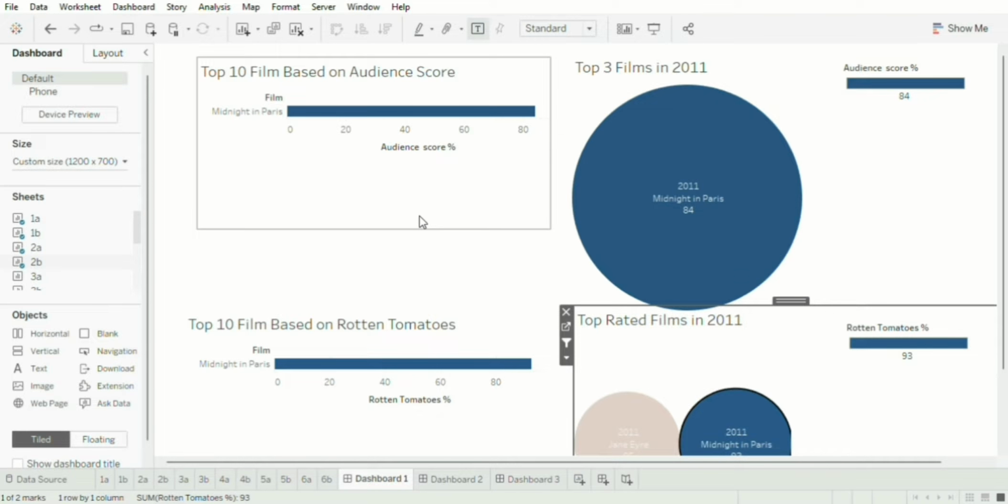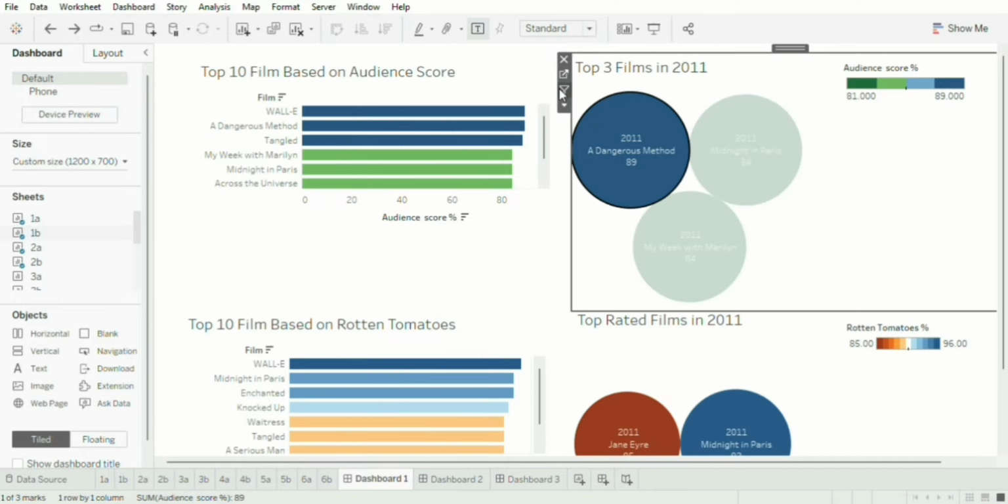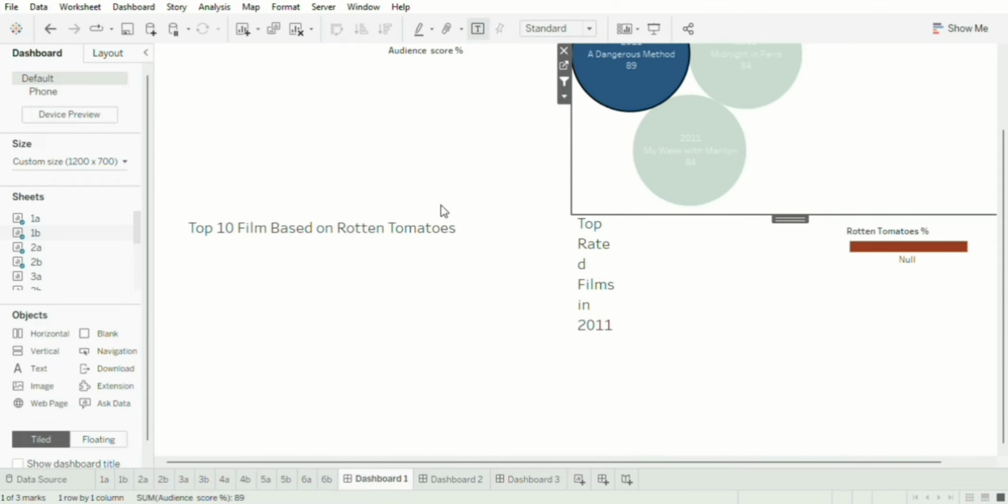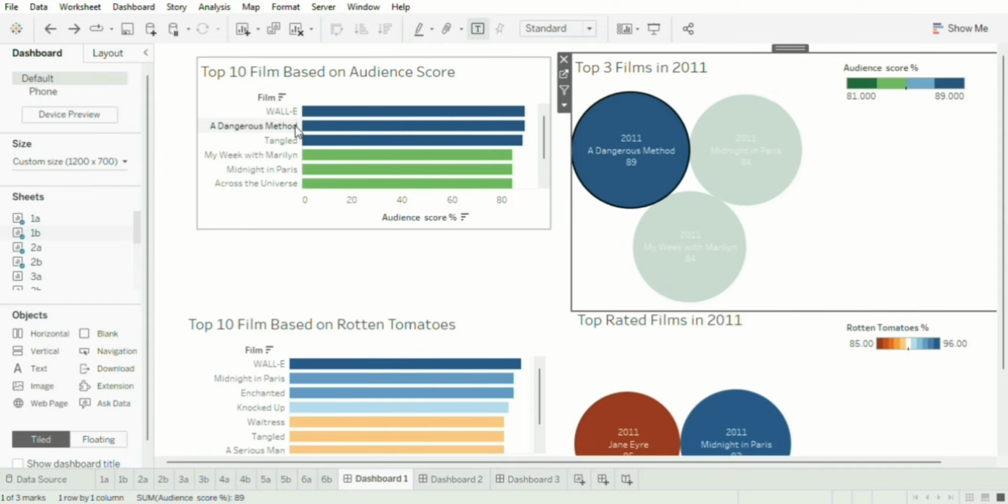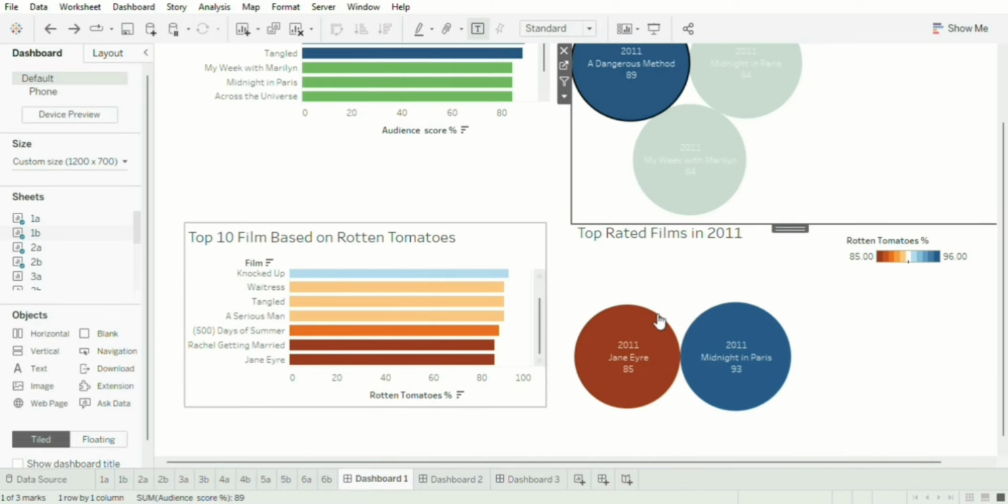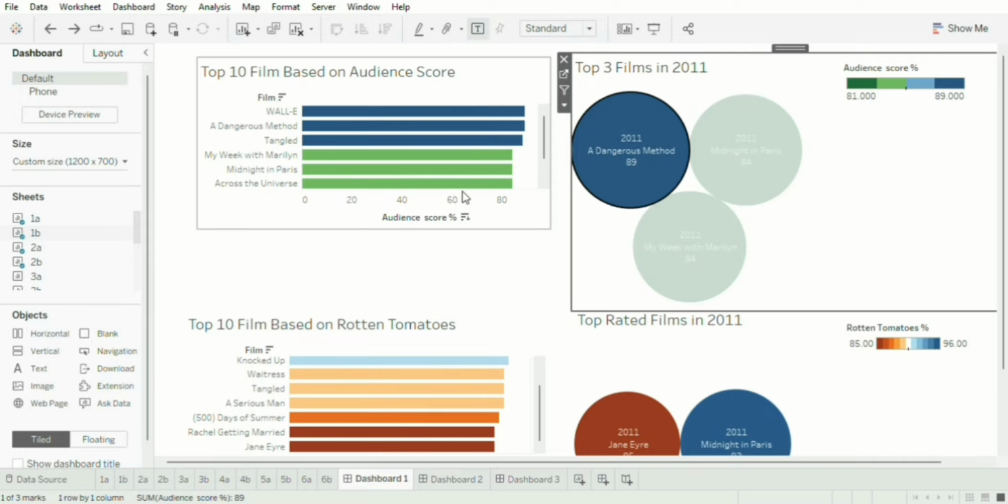But if you look at the top 3 films in 2011 based on the audience, the highest one is A Dangerous Method. Let's see, and go to a filter and look at what happened. We got information that the movie is not part of the top 10 or top rated films in 2011 based on Rotten Tomatoes. This happens because Rotten Tomatoes gets the score from critical opinion, marketing tactics, value of the movie, and other complicated things from the experts. It is different from the audience score that is seen from their preference.